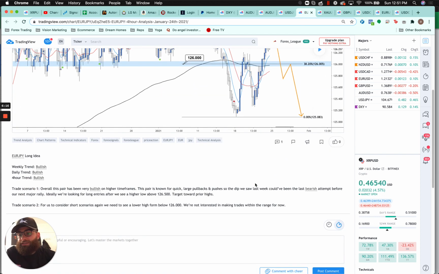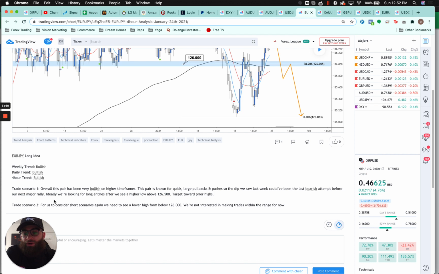EJ long idea. Weekly trend bullish, daily trend bullish, 4-hour trend bullish. Again, guys, when it's like this on every time frame, we're looking to long. We are looking to get in. If it's like this on every single time frame, then it's going to call for us to enter into a long opportunity on the lower time frame pretty much as soon as possible.